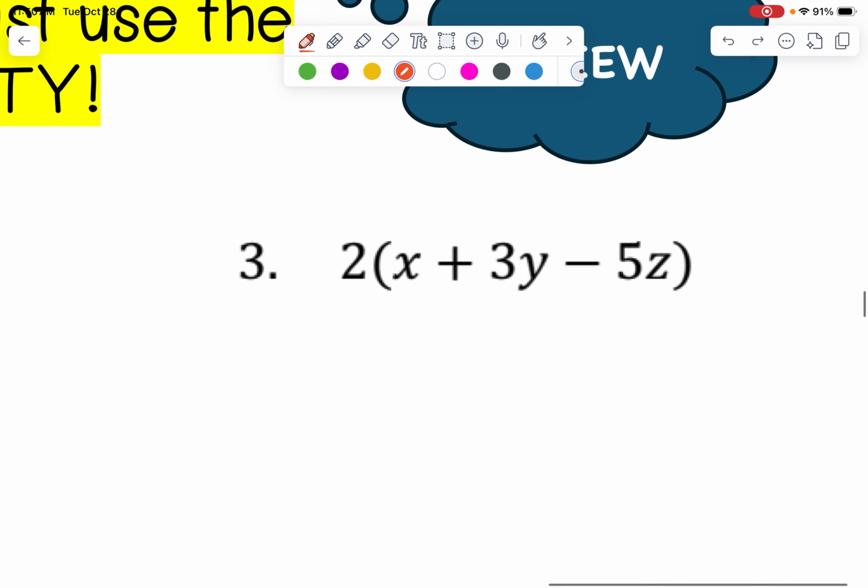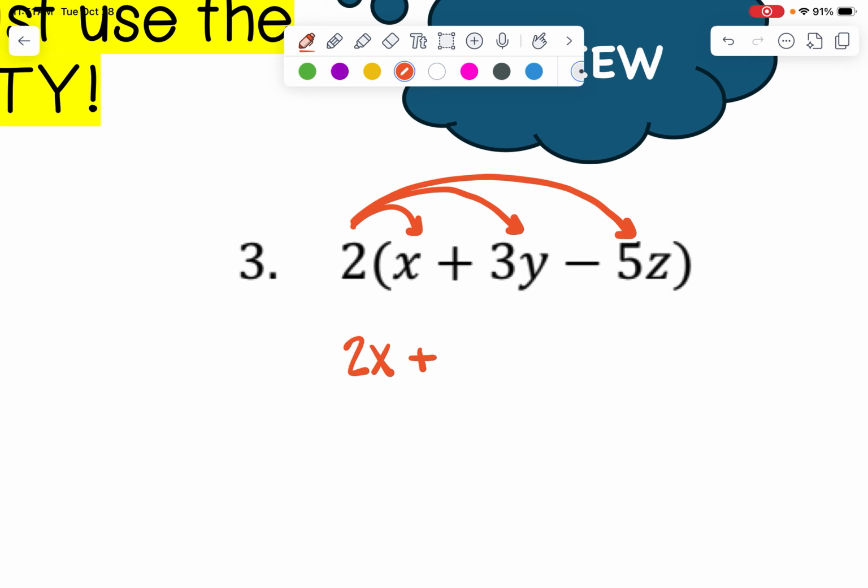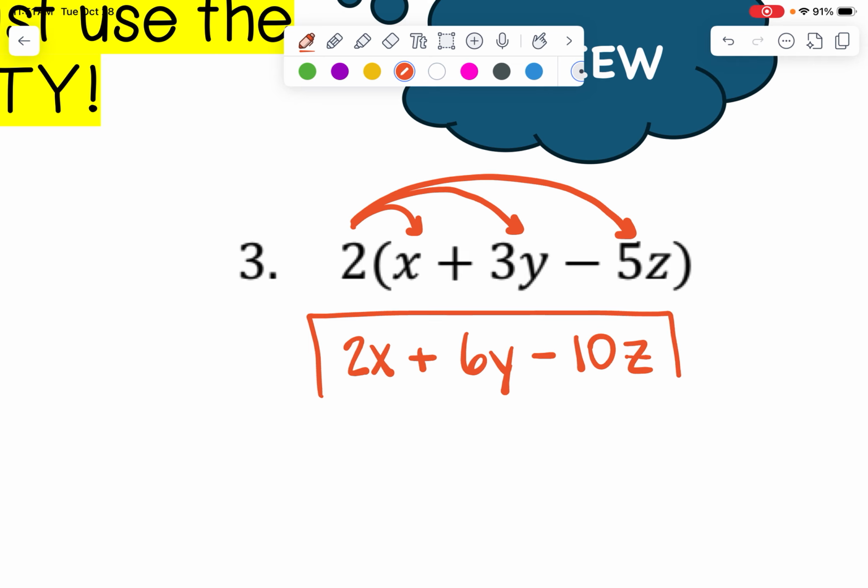Now here, this is a trinomial, right? Which means I just have to triple distribute, right? The 2 has to go to every term inside the parentheses, right? So I'm just going to multiply everybody by 2. So 2x plus 6y minus 10z. And I can't combine any of those because they're not like terms. So that's my final answer.